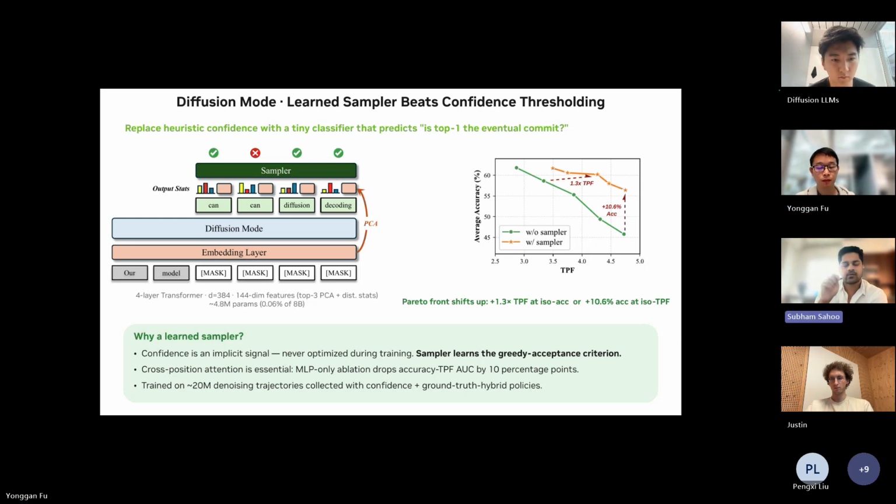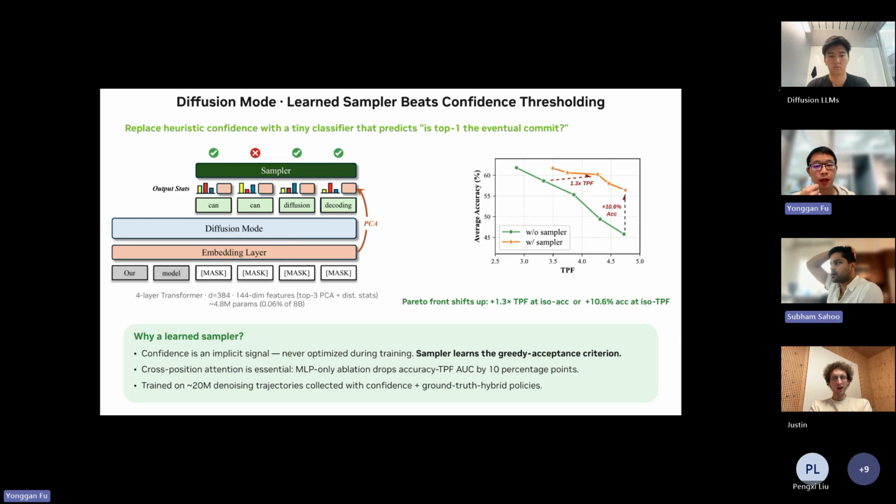Oh, yeah, I didn't quite fully understand that part when you said train it on denoising trajectories. So the sampler, is it like a 4-layer transformer as you mentioned at the bottom? Yeah, we actually have different variants. It can be a 2-layer or 4-layer transformer, which can be super simple.